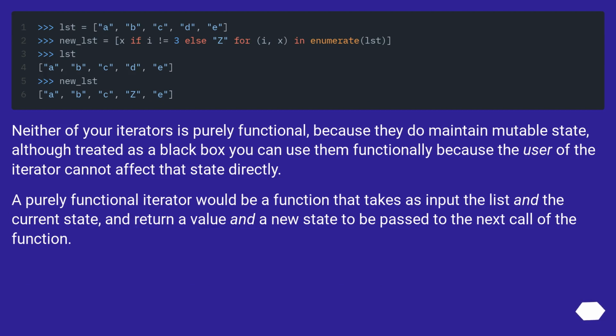Neither of your iterators is purely functional, because they do maintain mutable state, although treated as a black box you can use them functionally because the user of the iterator cannot affect that state directly. A purely functional iterator would be a function that takes as input the list in the current state, and returns a value in a new state to be passed to the next call of the function.